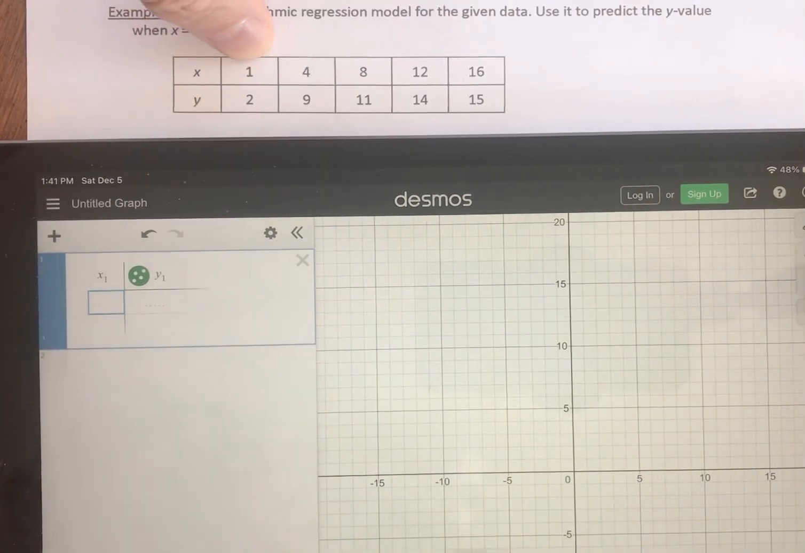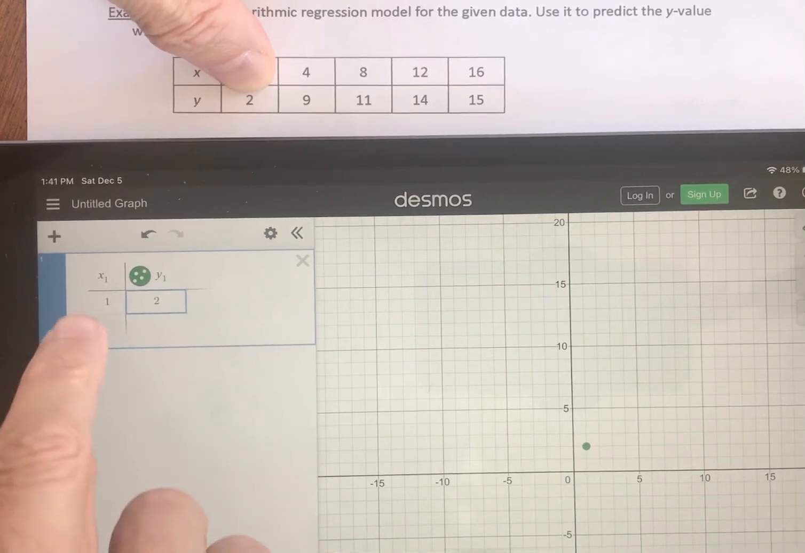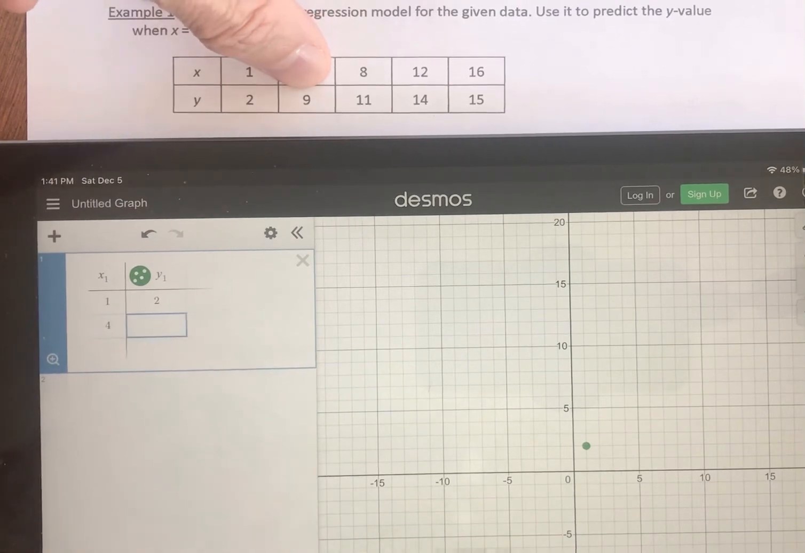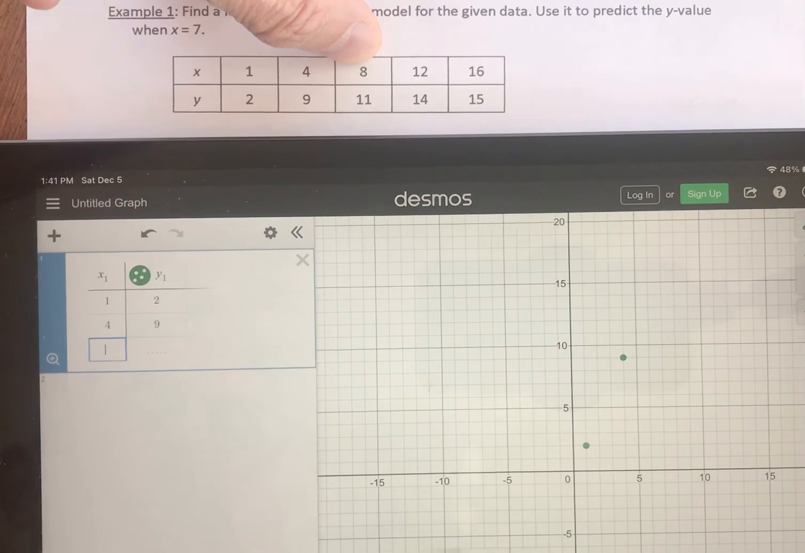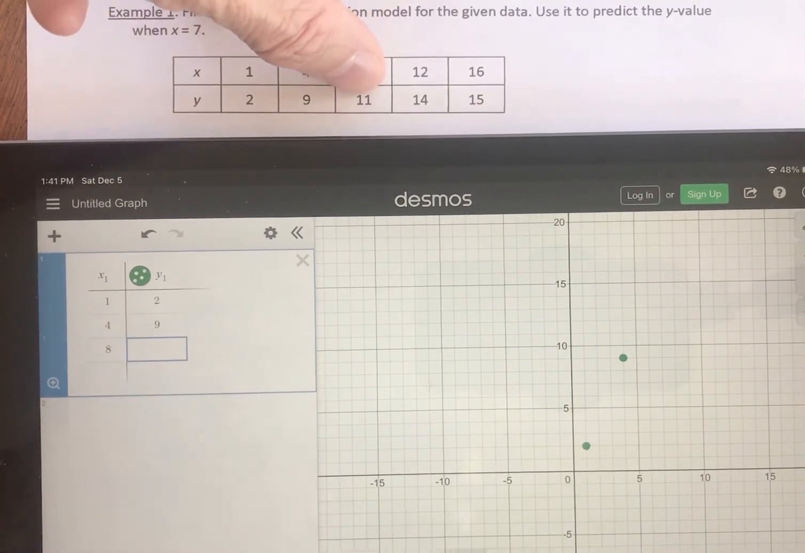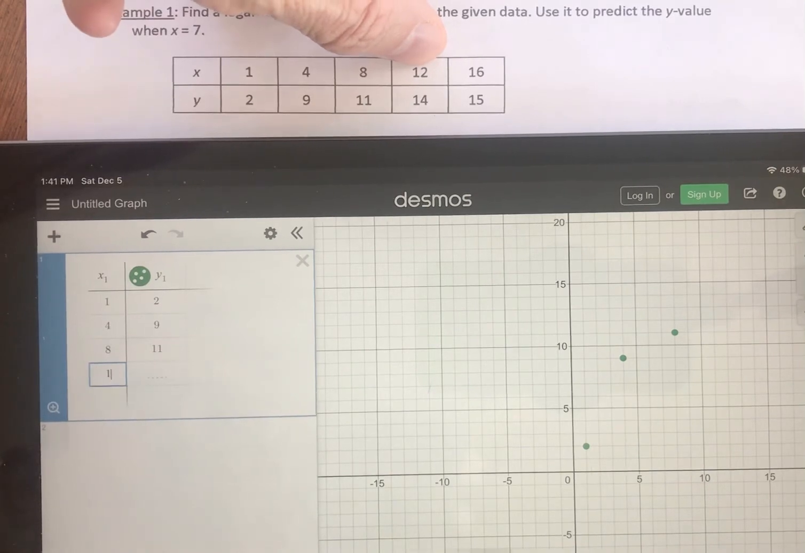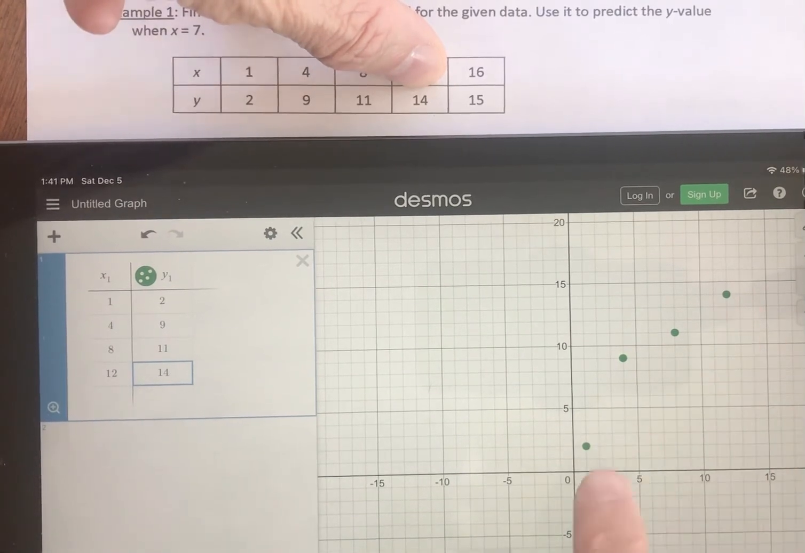Let's see, an x of 1 corresponds to a y value of 2. The next row, an x of 4 corresponds to a y value of 9. The third row, an x value of 8 corresponds to a y value of 11. Continuing row 4, an x value of 12 corresponds to a y value of 14. And you can see over here, Desmos has already started plotting.